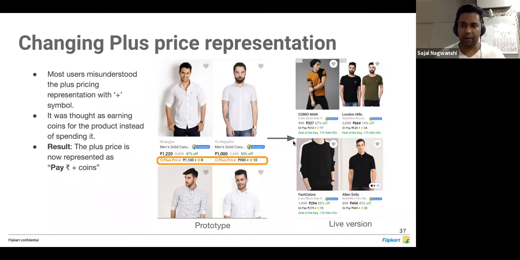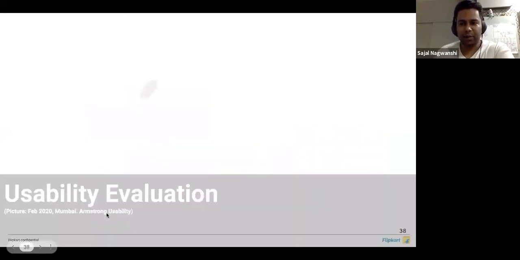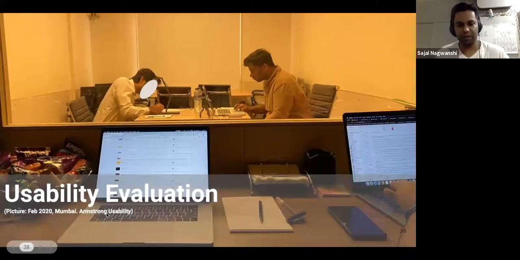So it was good that we were able to identify this kind of misinterpretation of the representation of the plus price early on before we launched it, else it would have caused large-scale confusion. So, which brings me to the method that we had used. That's called Formative Usability Evaluation, and this is how the setup looks.